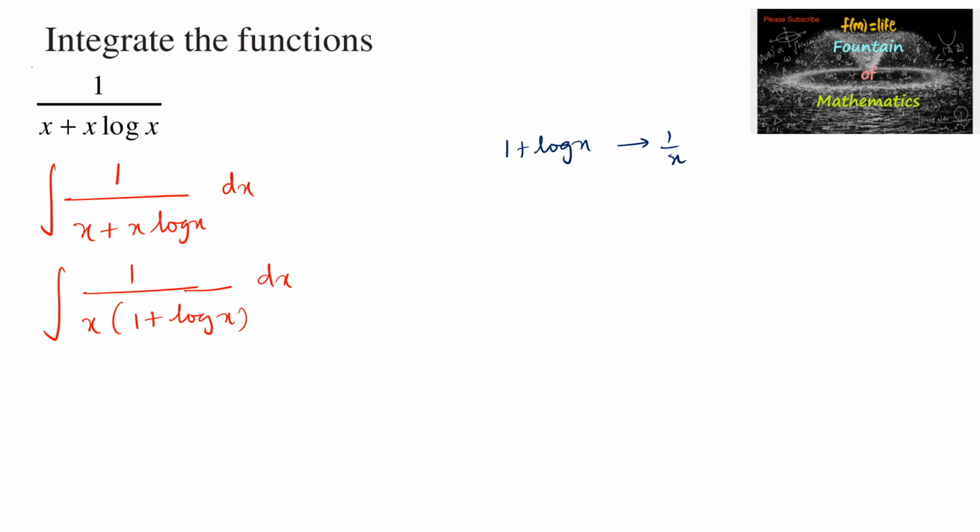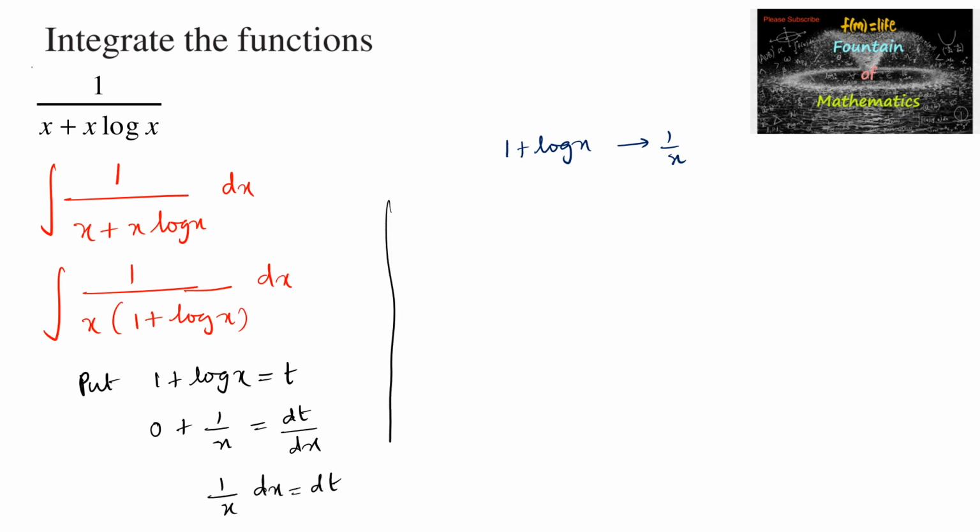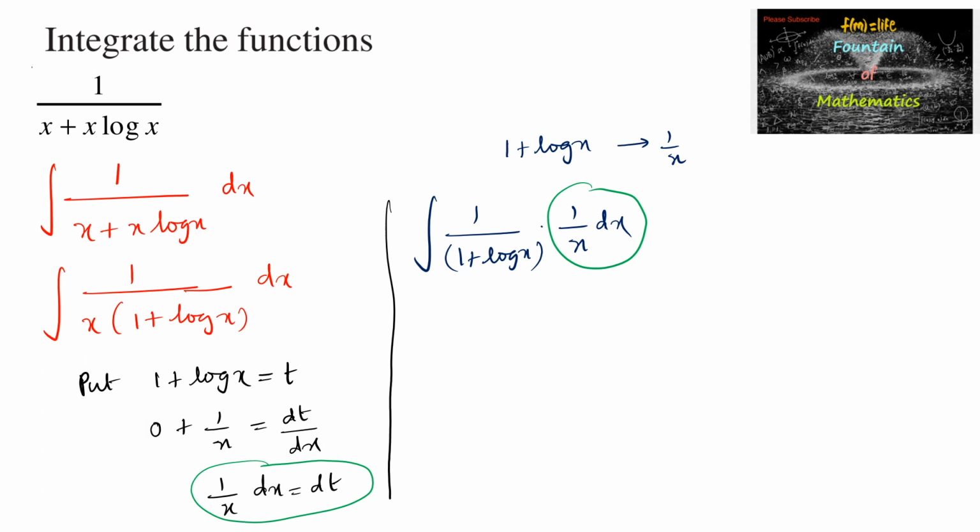So let us put, by using the substitution method, 1 plus log x is equal to t. So we have 0 plus 1 upon x is equal to dt by dx, or we can also write 1 upon x dx is equal to dt. So let us substitute here. Integral 1 by 1 plus log x into 1 upon x dx. So this 1 upon x dx we can take as dt, and 1 plus log x can be considered as t. So let us write integral 1 by t dt.